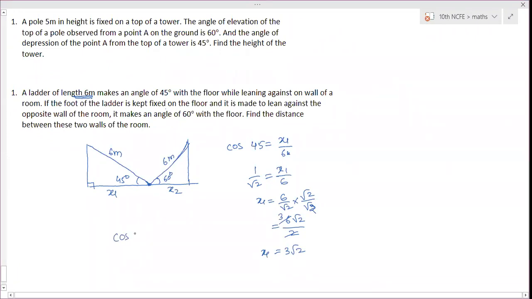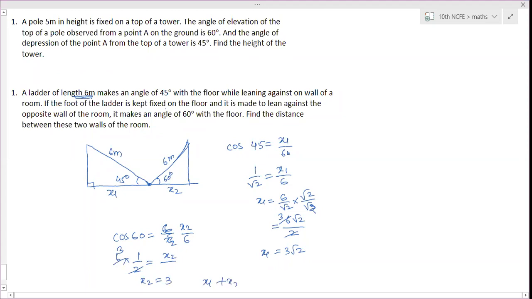And cos 60. But ma'am, the same answer will come now, ma'am. No, after rationalization you take it, it will be simplified. Yes, after that you have to simplify. But how will you divide with 0.732? Is it possible? No, ma'am. Sorry, cos 60 is x2 by 6. So x2 is equal to 3.